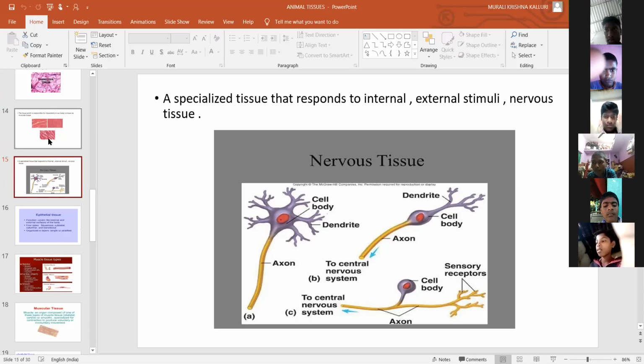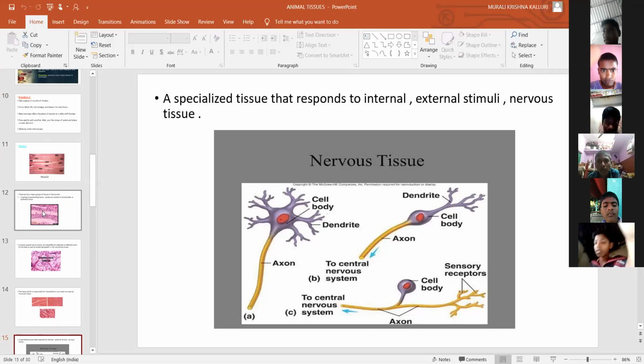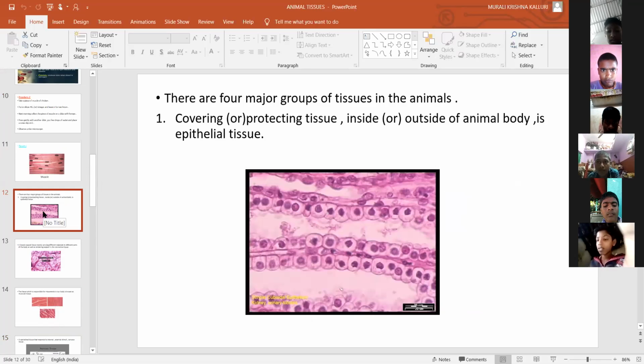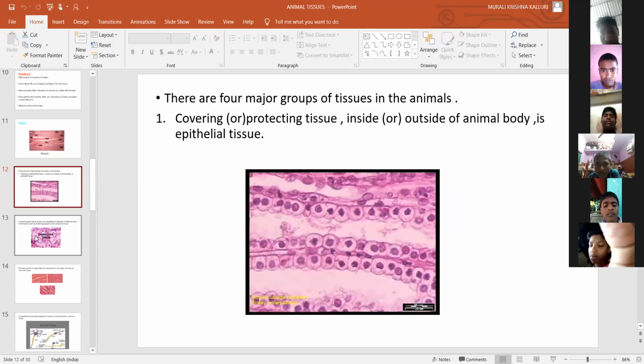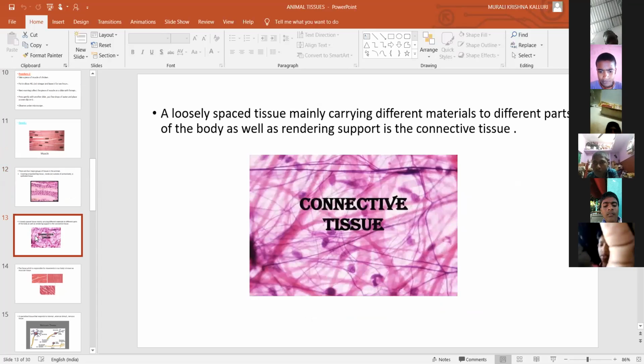First one is the epithelial tissue. The epithelial tissue is the outermost covering tissue of the animal body. Next one is the connective tissue. It is made of loosely packed cells and it carries different materials to different parts of the animal body, and it gives support.